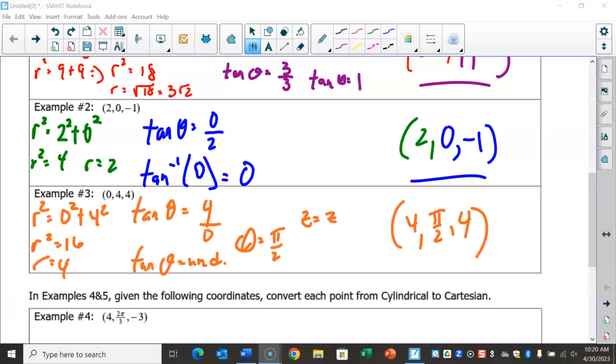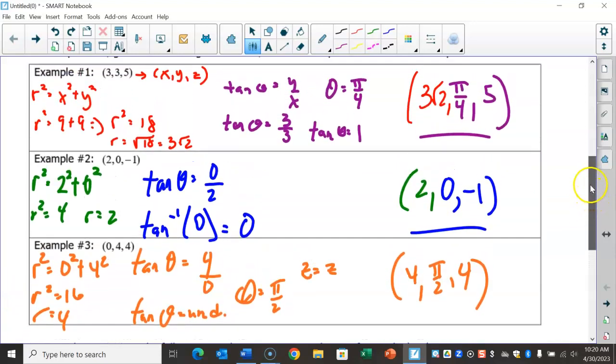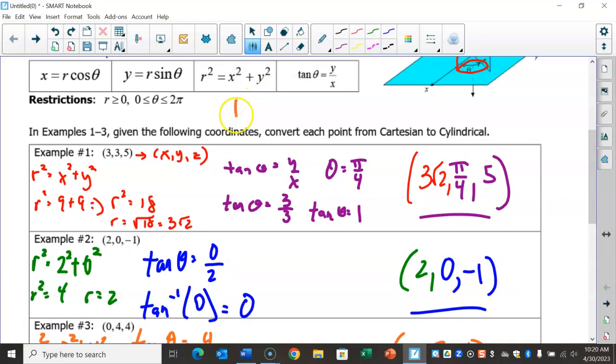So as you guys can see right here, hopefully you paused it, looked at it, and so the radius will end up being 4. Theta is actually undefined because it's 4 over 0. So where tangent is undefined is going to be pi over 2, and then z is equal to z. So these are the two equations that we used right here when we're going from Cartesian to cylindrical.